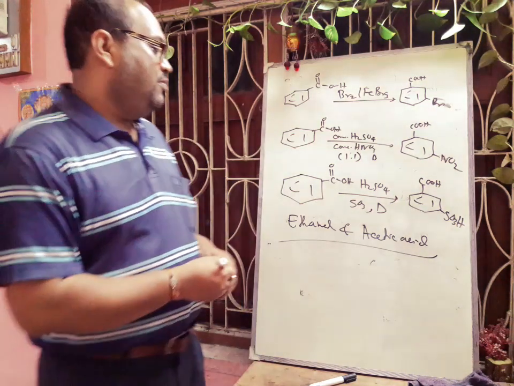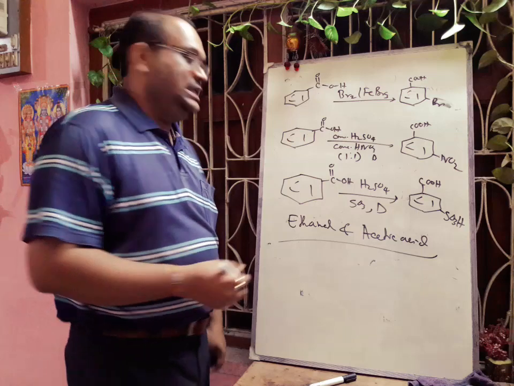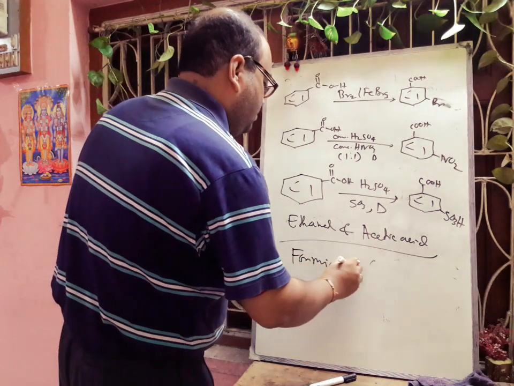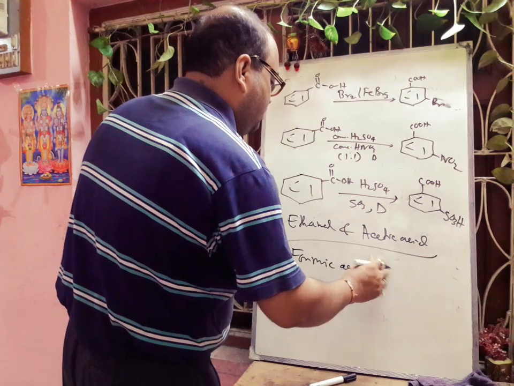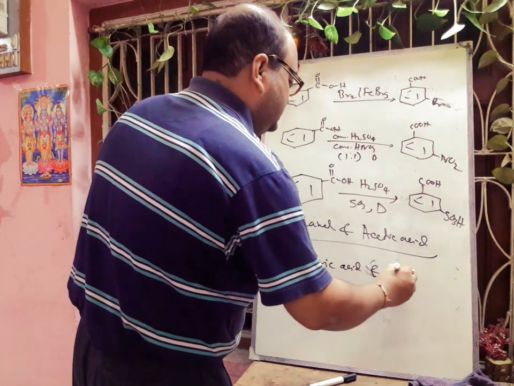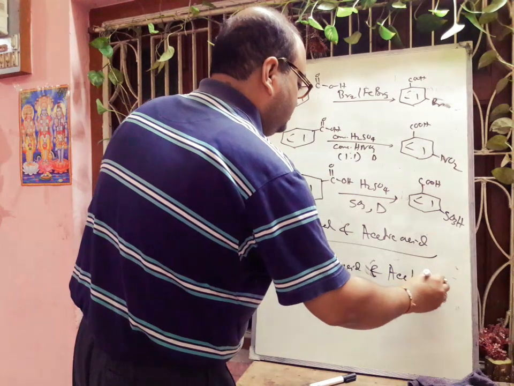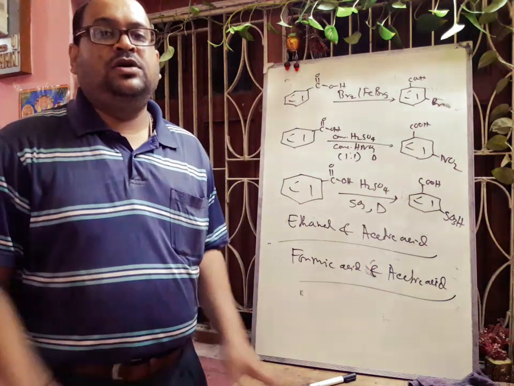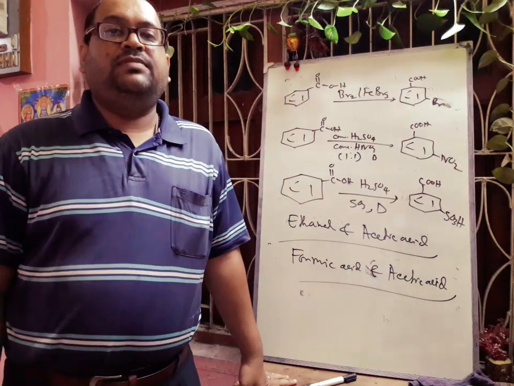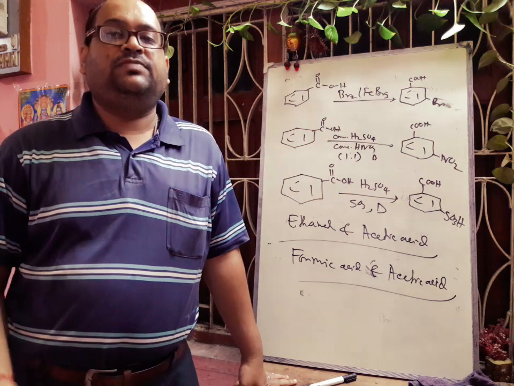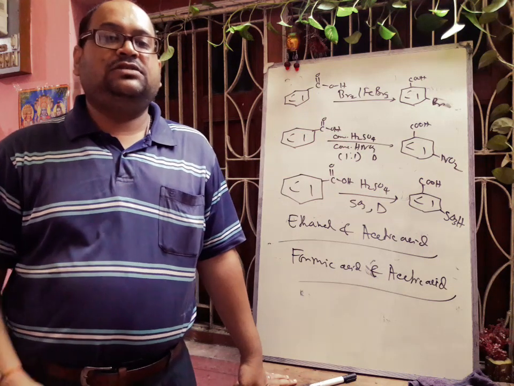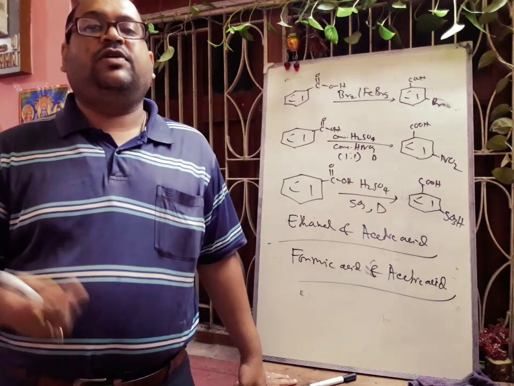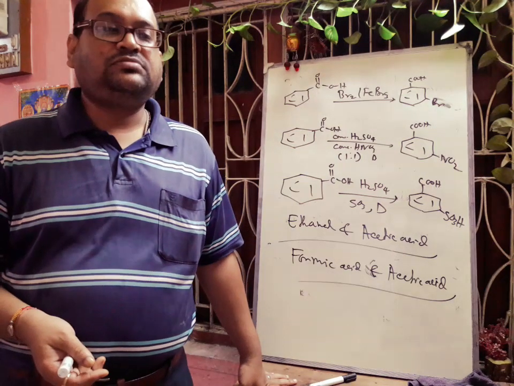Next, formic acid versus acetic acid. How do you distinguish chemically between these two compounds? Formic acid produces a silver mirror. We know that formic acid gives the positive Tollens test, but acetic acid will not respond to this. So in this way we can chemically distinguish between formic acid and acetic acid.